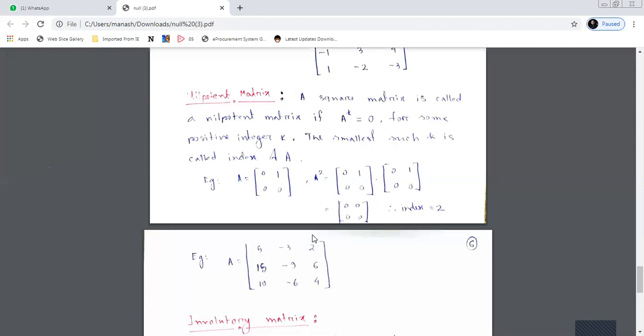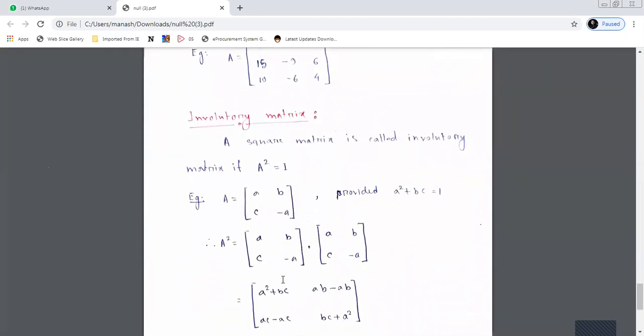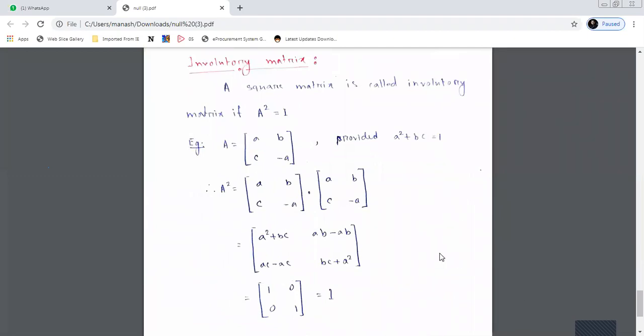So here I give one example. You try yourself: check whether this matrix is nilpotent or not, and also find out the index of the matrix. Next is involutory matrix. A square matrix is called involutory matrix if A square is equal to I. If A square is equal to I, then we can say that this matrix is what? Involutory matrix.